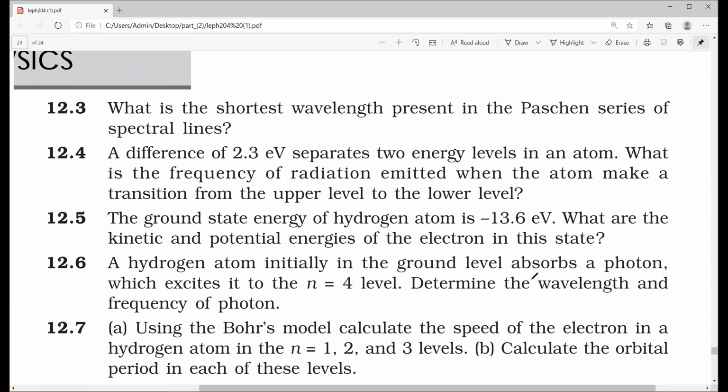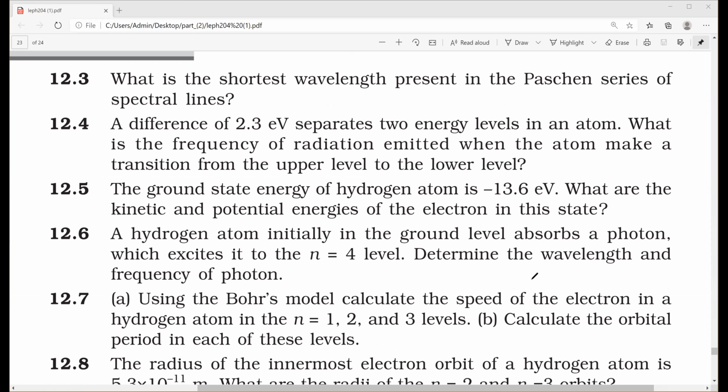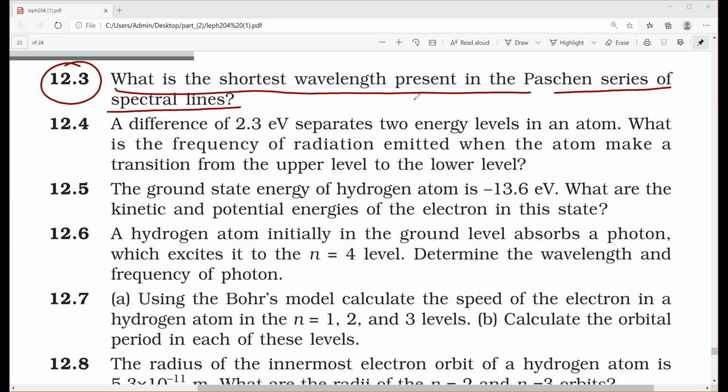So 12.3, what they ask is, what is the shortest wavelength present in the Paschen series of spectral lines? So here this is very easy. What is the shortest wavelength present in the Paschen series of the spectral line?